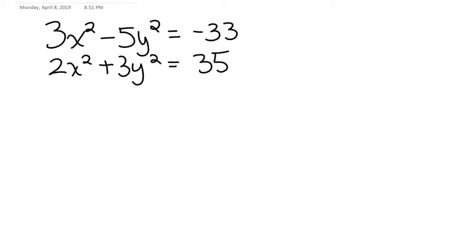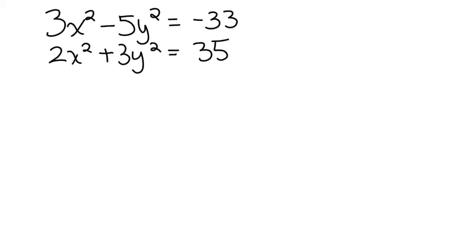Okay, so here's the question, and we are going to solve this using the addition method. With the addition method, the whole idea is that you're going to multiply each line by a certain number so that the coefficient of a specific variable is the same but the opposite sign. For instance, I'm going to work on eliminating the x squareds.